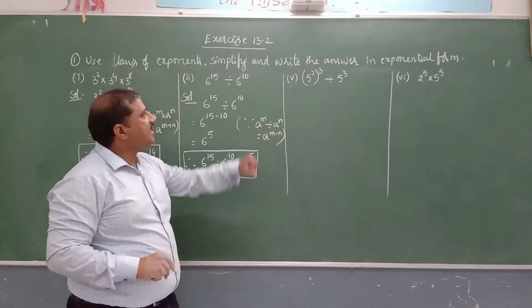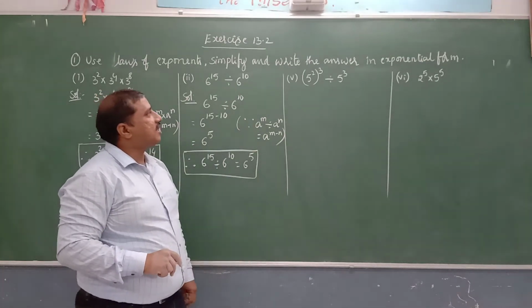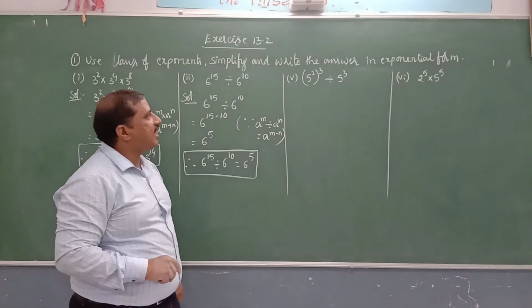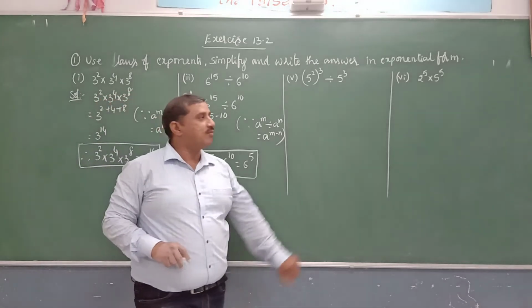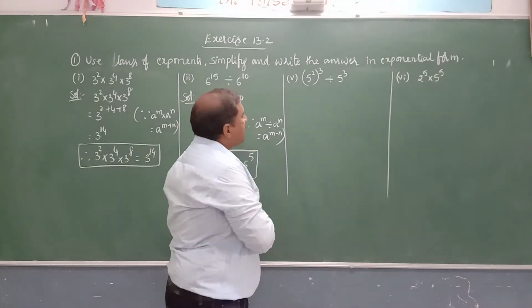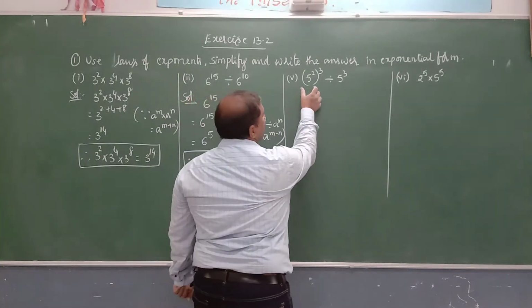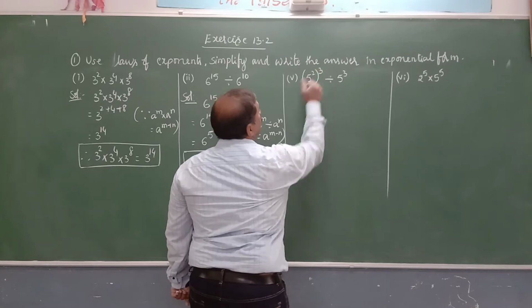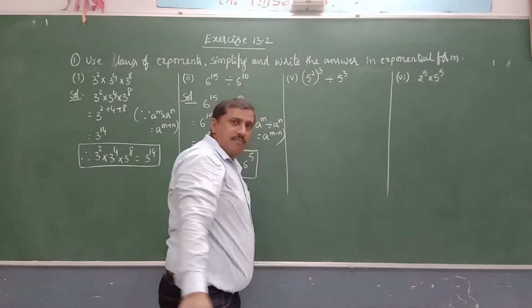Now, let us see the fifth question. That is 5 square whole to the power of 3 divided by 5 cube. 5 square whole cube divided by 5 cube. You see the first one, that is the left hand side of the division symbol, 5 square whole cube. It is in which form?